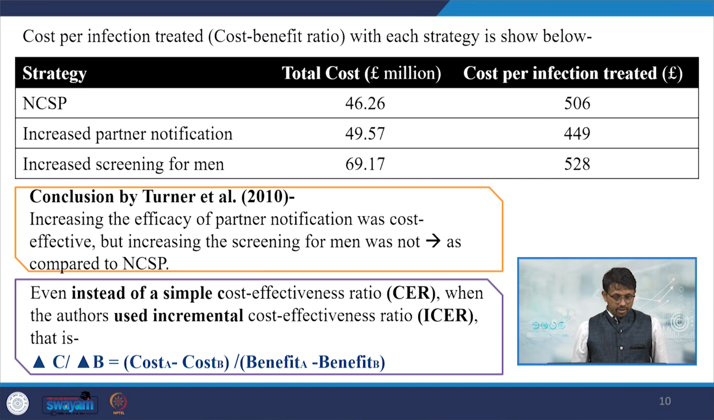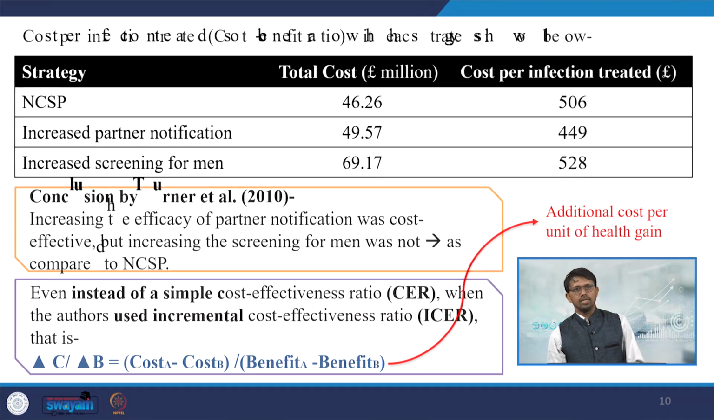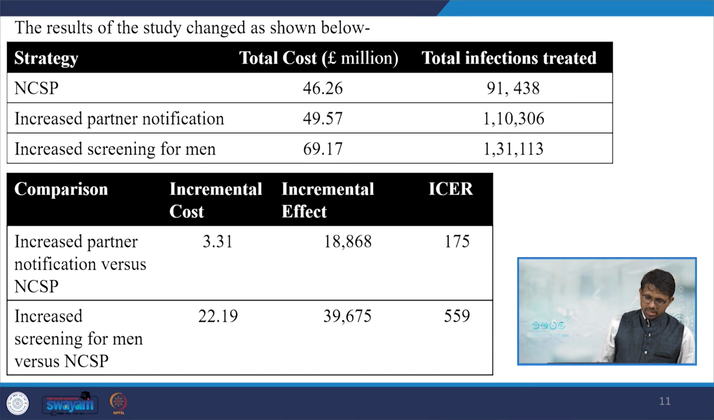So, instead of a simple cost effectiveness ratio, CER, when the authors use the incremental cost effectiveness ratio, that is called ICER, the result really is interesting. We are going to show it to you, where the incremental one is basically delta C by delta B instead of only C by B. Delta means change, C stands for cost and B stands for benefits. So, the additional cost per unit of health gain is actually presented. Now, you can see the results.